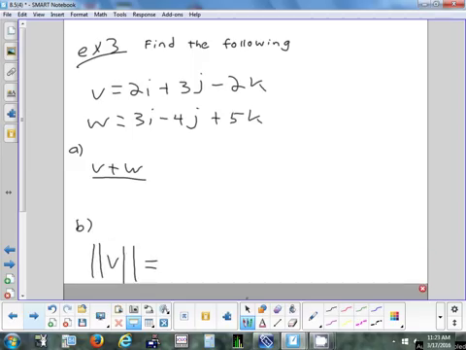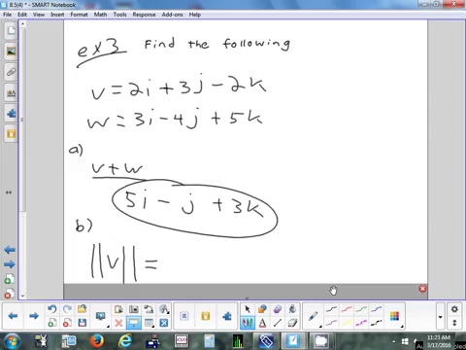All right, I'm not going to go through each one of them, but let's try to do v plus w. So it would be 5i, and then what's the next part? Minus j. Plus 3k. Just think of it as combining like terms: the i's, the j's, and the k's. You could also write in the angle brackets 5, -1, 3, with a comma between them. All right, how about magnitude?